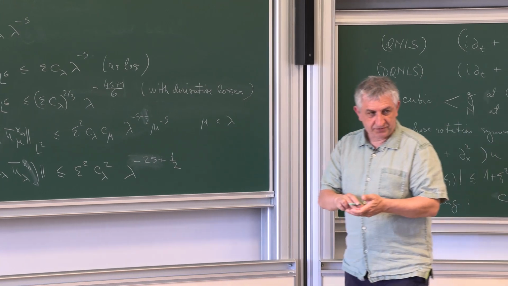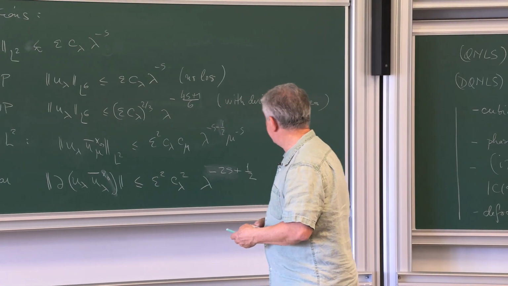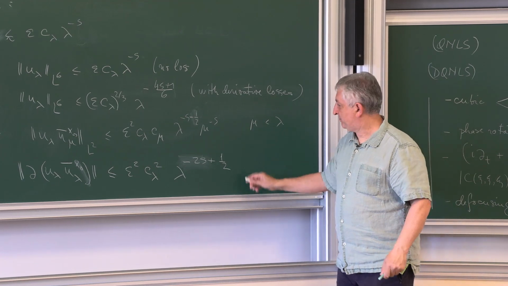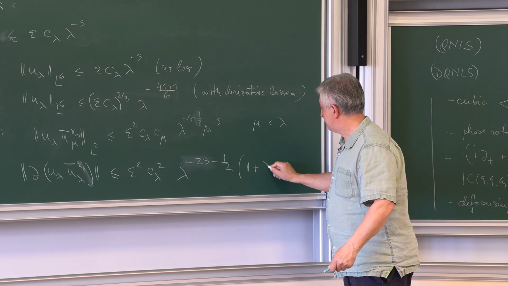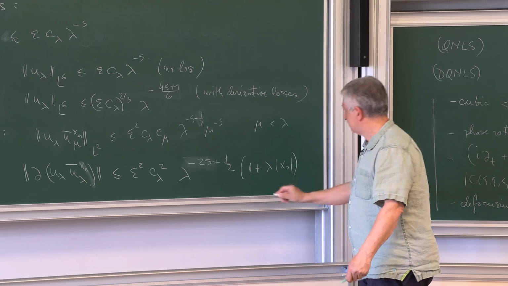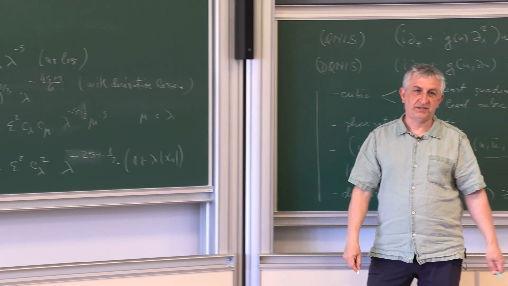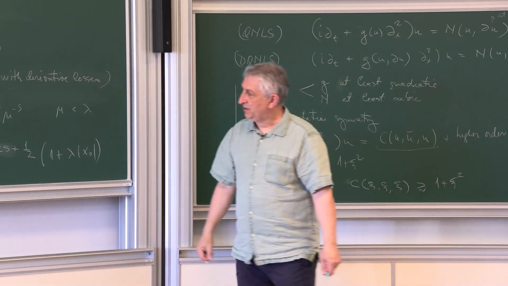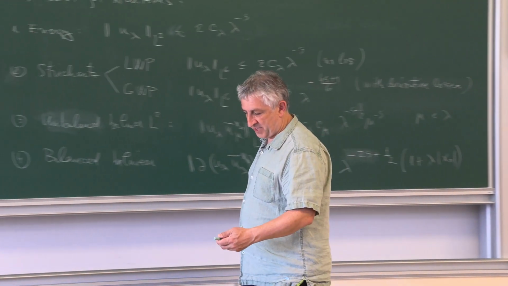And what is the fix to that? The fix is to penalize the estimate when x0 grows too big. All right? And so this is our ultimate balanced bilinear estimate.